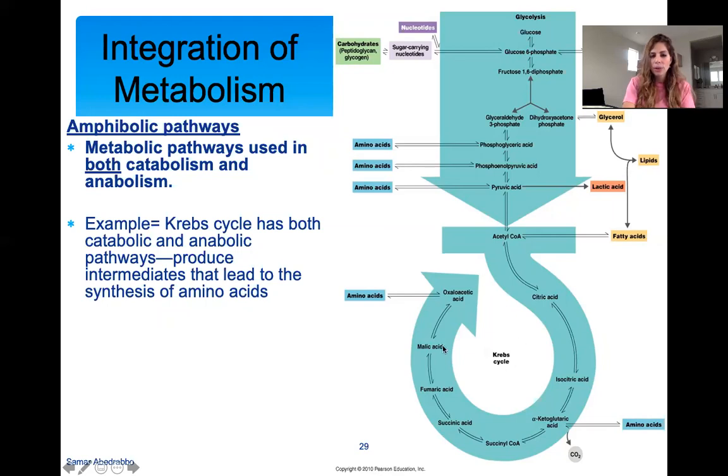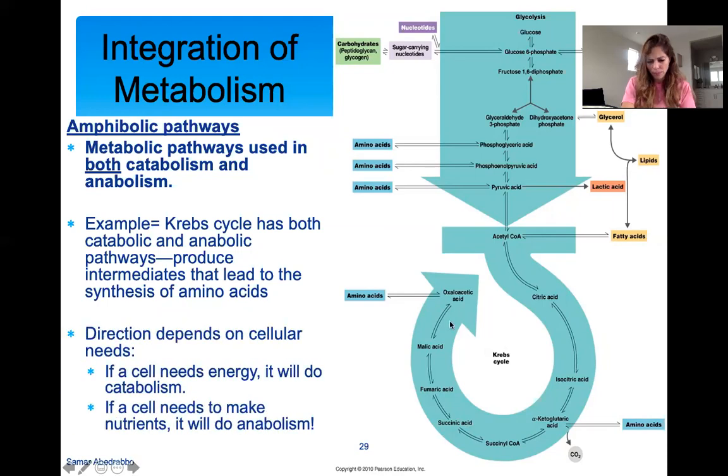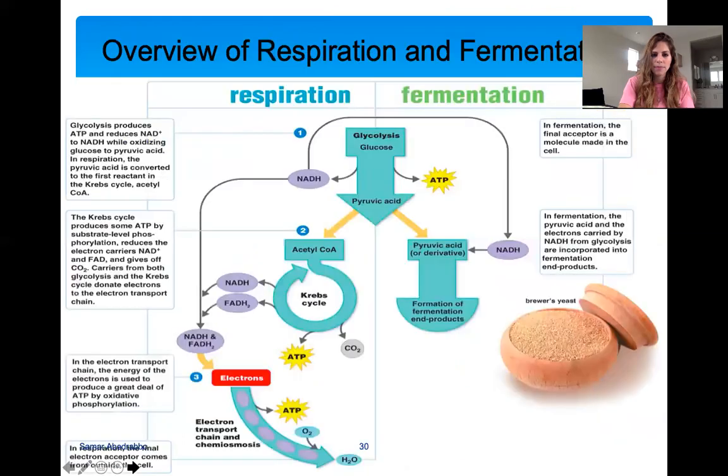So things are broken down, and we see anabolic pathways where you are also building different molecules. So if a cell needs energy, it will do catabolism. If a cell needs to make nutrients, it will do anabolism. But in the Krebs cycle, we see both examples. We see some components being broken down, which is catabolism, and some being built up, synthesized, which is anabolism. And here is a summary of it all.